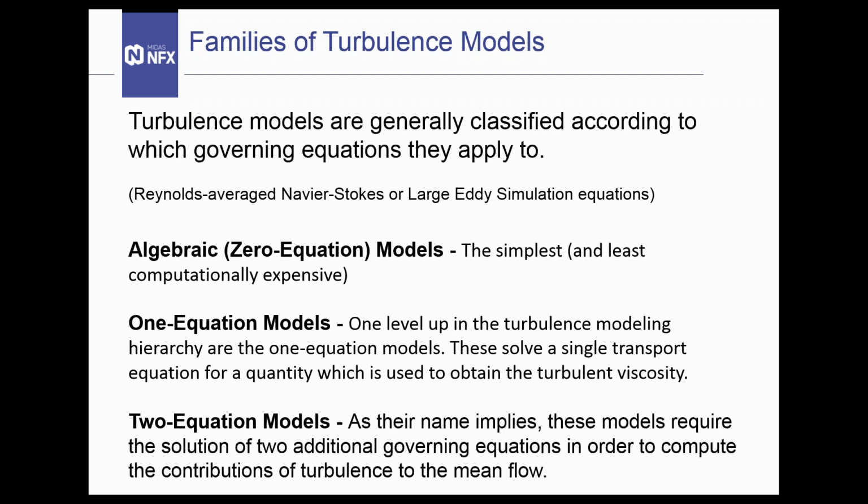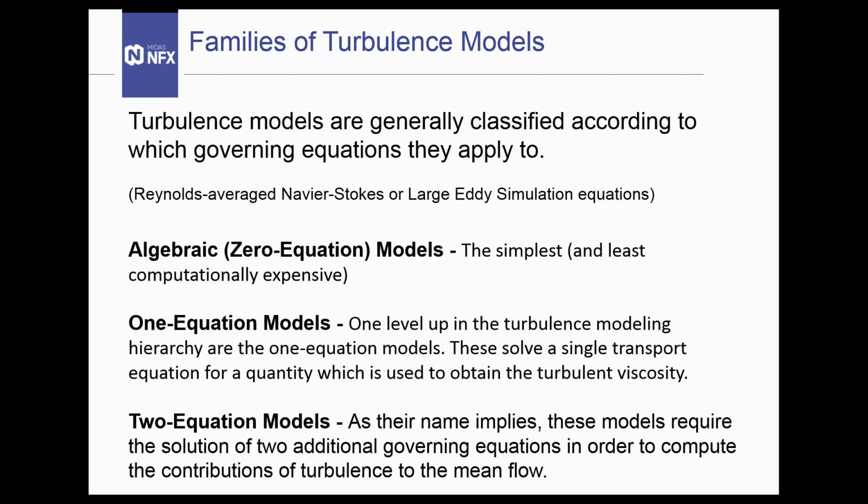So the first approach is the simplest and, let's say, least computationally expensive. The second family is, as I wrote, one level up in turbulence modeling. To solve a problem, a single transport equation is used to obtain turbulent data. In that case, this is a turbulent viscosity.